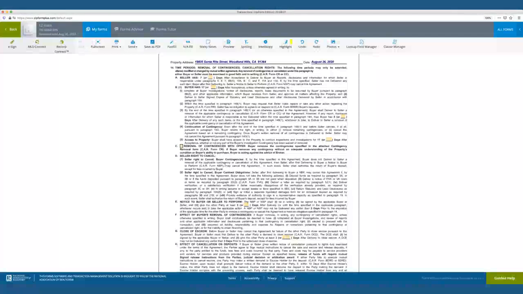So the seller has 7 days to give all these disclosures to the buyer. The buyer has 17 days, it defaults to 17 days, to do all of their inspections. Now you can shorten that to be more competitive or whatever. Always consult your buyer as to what they want to do.